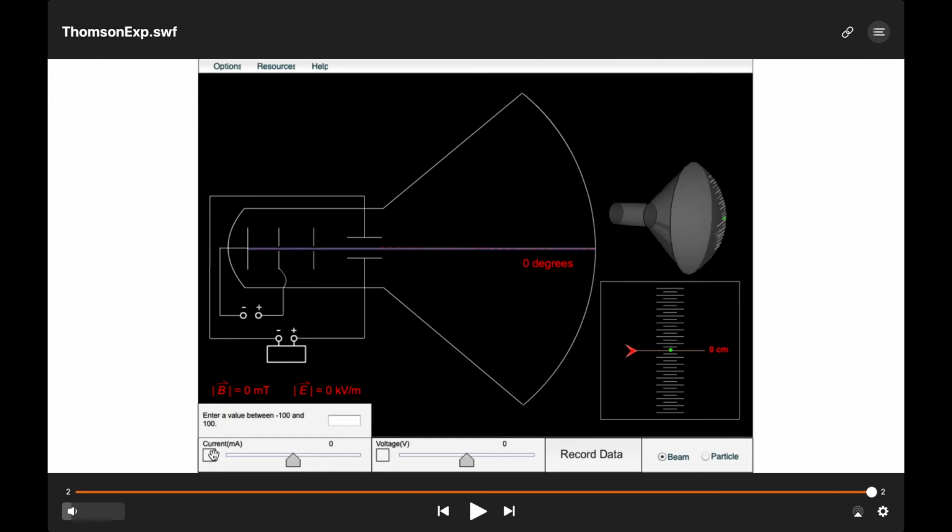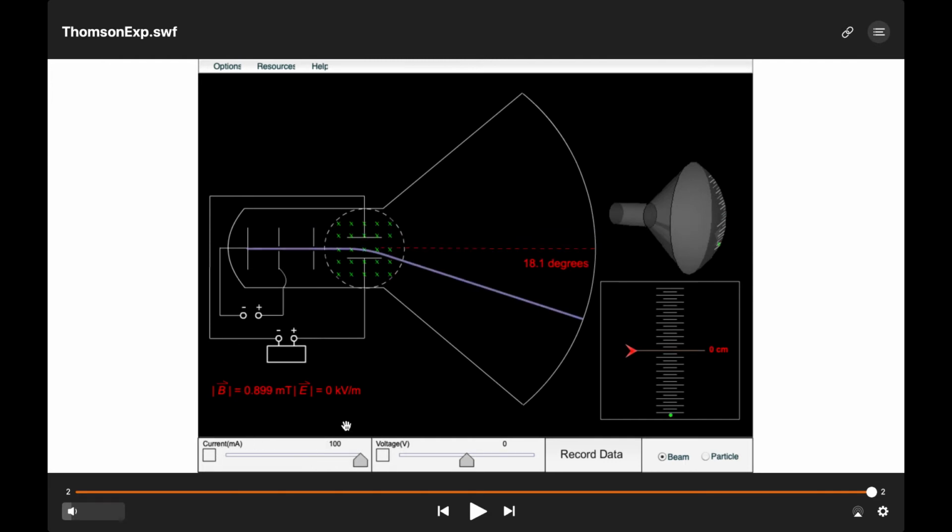So the current I'm going to set is 100 milliamps, positive 100 milliamps. You can see the green lines right here represent the magnetic field, and this dotted circle is going to represent the outline of our solenoid. So imagine we've got a solenoid that's sticking out of the page.